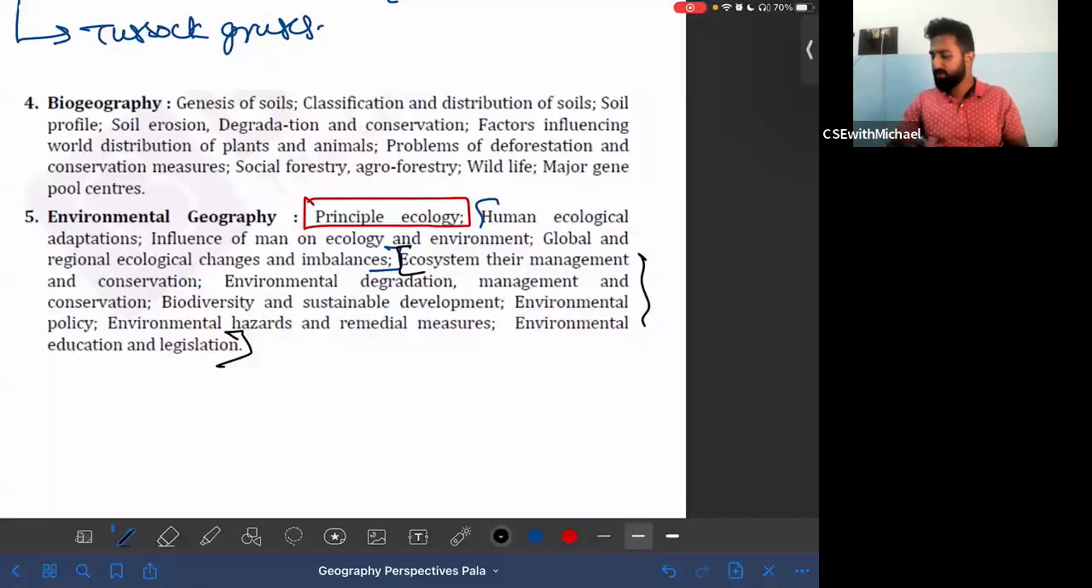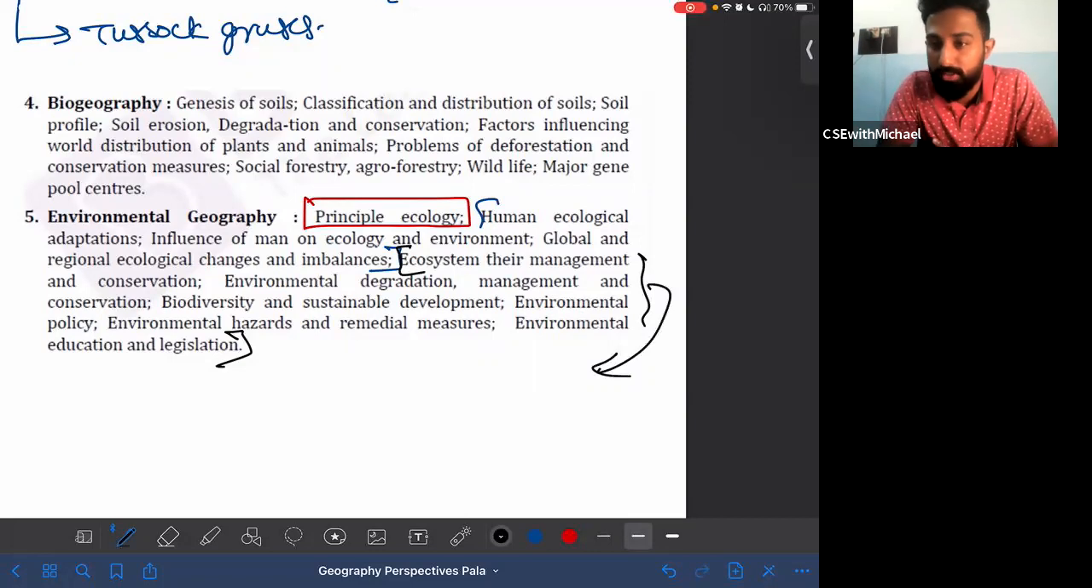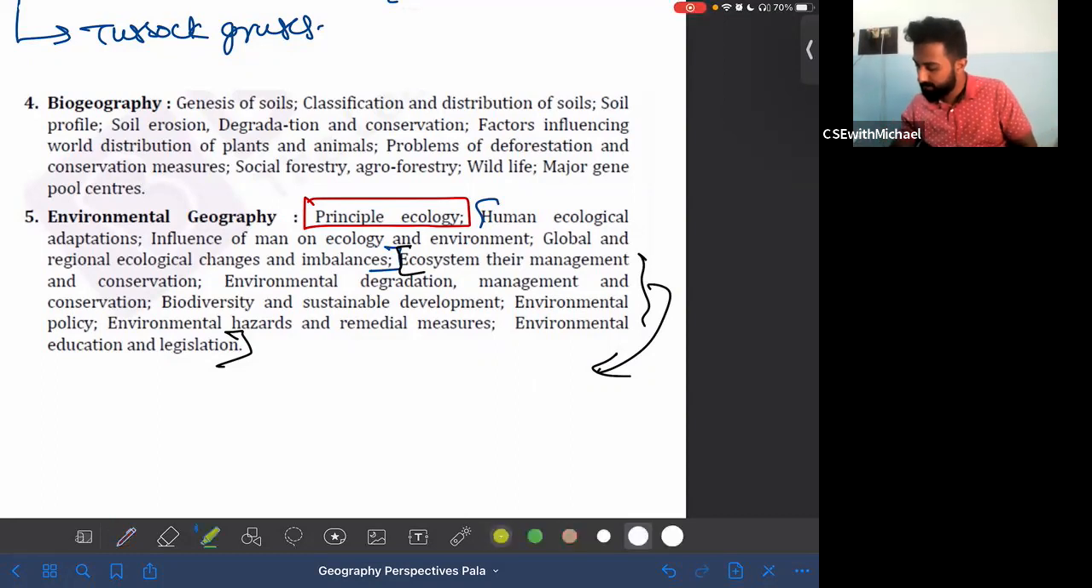This has fewer questions. And here again, questions are asked randomly. Sometimes questions are asked about the trends of deforestation. Sometimes you can be asked about the trends of landscape degradation. So we will try to see a few of the issues there. Sustainable development is a very, very important topic within that. So sustainable development and environmental policy can be seen in detail. Environmental hazards, not very much, I think. Environmental education and legislation, very few questions have been asked.